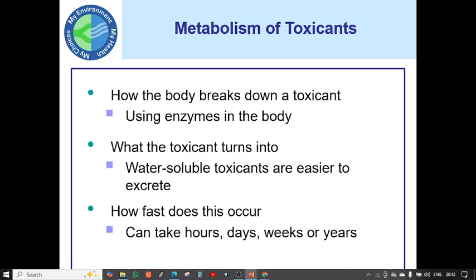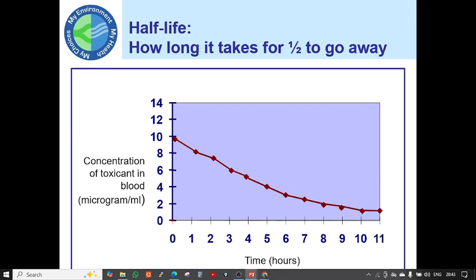So how fast does it occur? It can take hours, days, weeks, or years, depending on the type of toxicant, and which type of toxicant you are inhaling. If the toxic substance is highly toxic, with a high LD50 concern, then it cannot be excreted and can directly harm your body permanently. If you are consuming a less toxic substance that is easily water soluble, it can easily be excreted through your body.